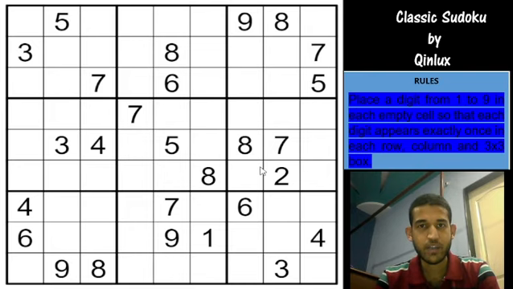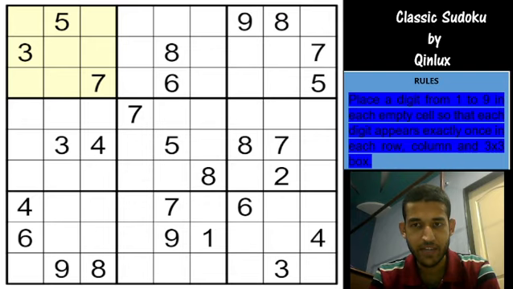So the rules are simple. Each row, each column and 3 by 3 box in the grid has the digits from 1 to 9 without any repetitions. So this is not going to be a live solve.